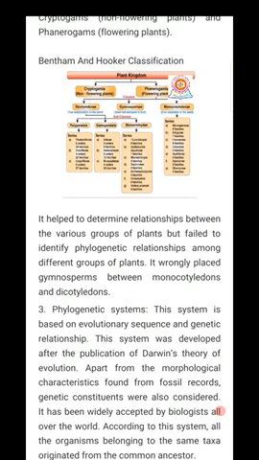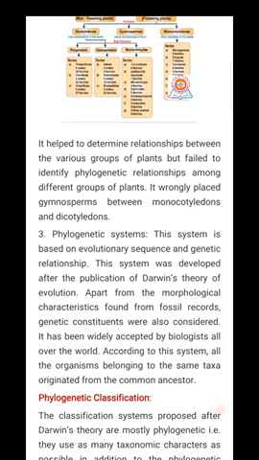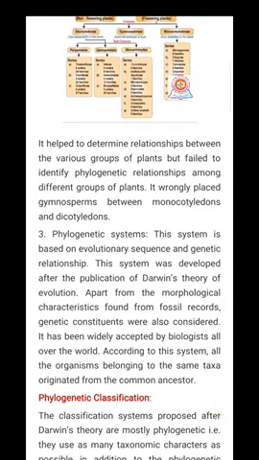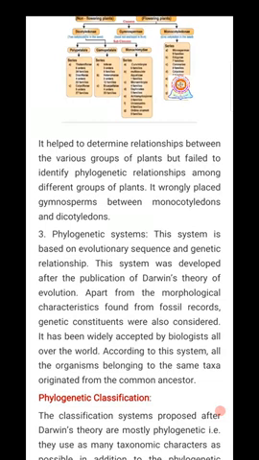The third system of classification is the phylogenetic system of classification. That system is based on evolutionary sequence and genetic relationship. This system was developed after the publication of Darwin's theory of evolution. Apart from the morphological characteristics found from fossil records, genetic constituents were also considered. It has been widely accepted by biologists all over the world. According to this system, all the organisms belonging to the same taxa originated from common ancestors.